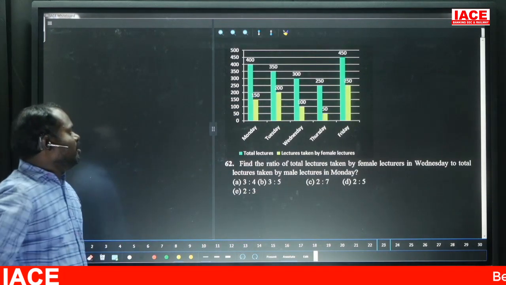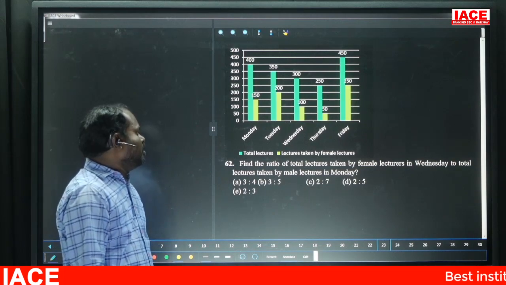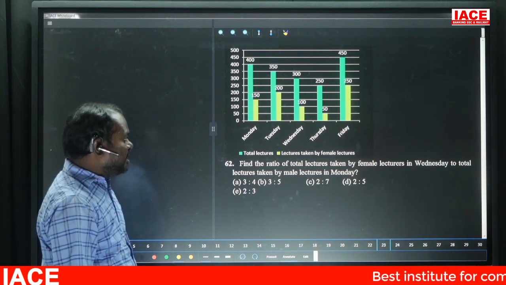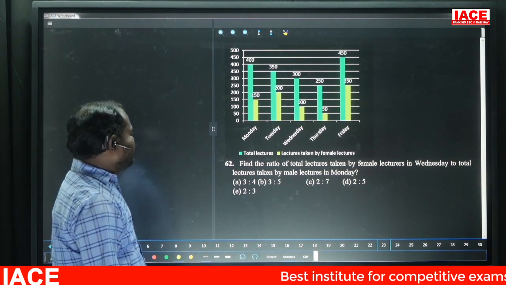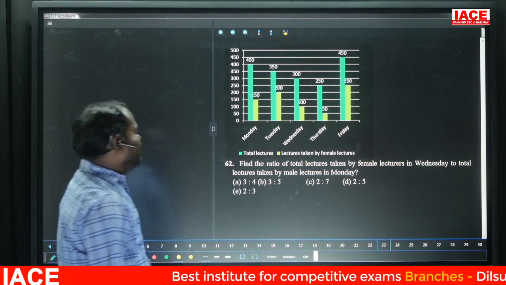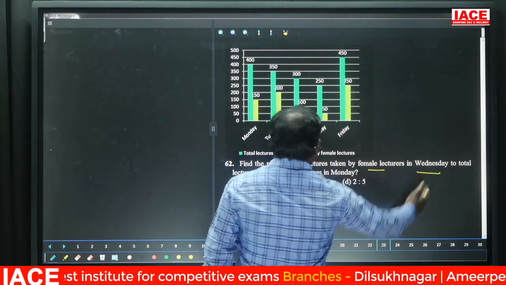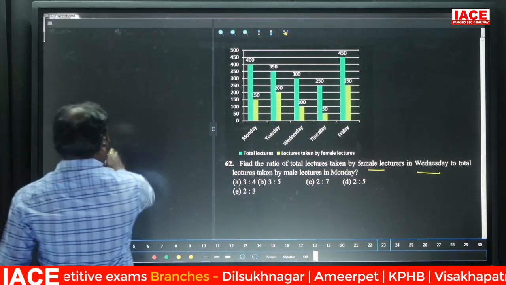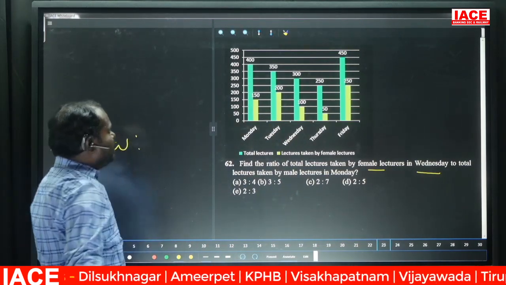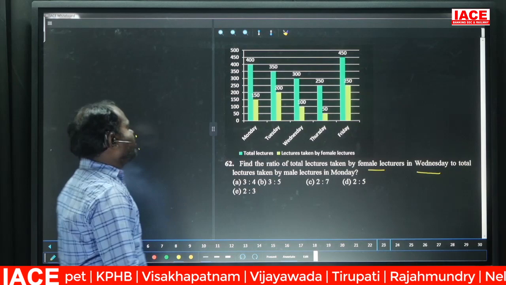Next, find the ratio of the total lectures taken by female lecturers on Wednesday to lectures taken by male on Monday. Female Wednesday, female Wednesday 100. Male Monday 400 minus 150, 250.